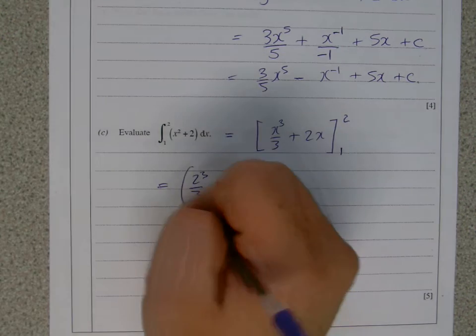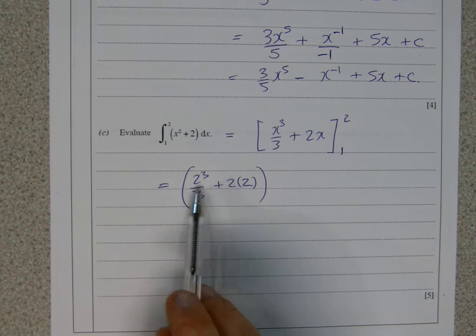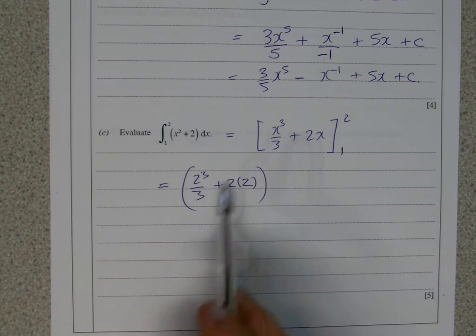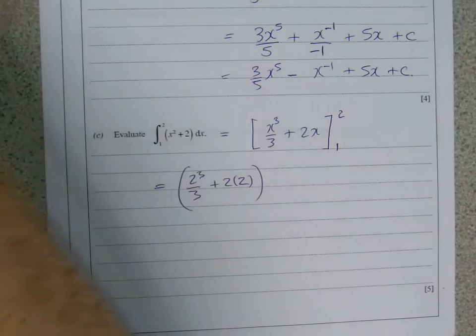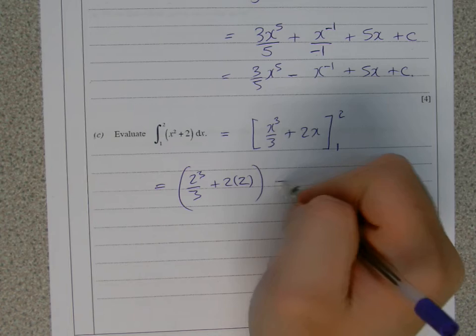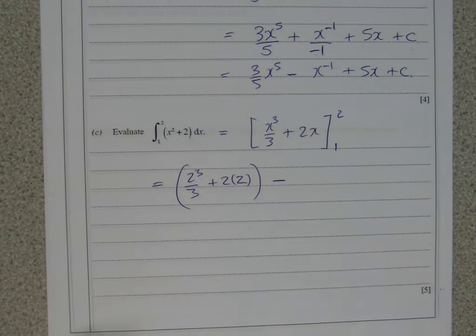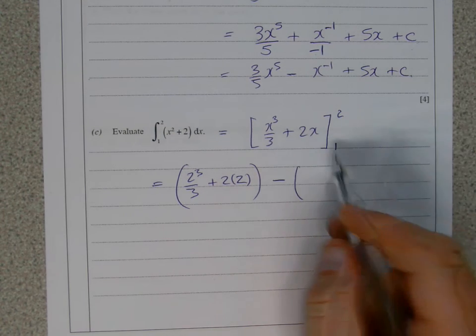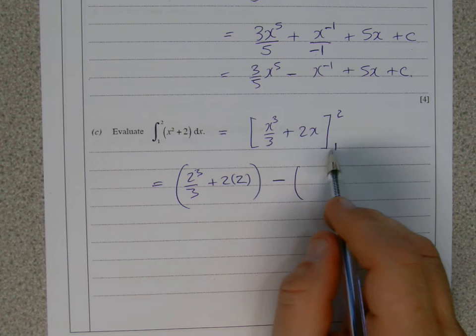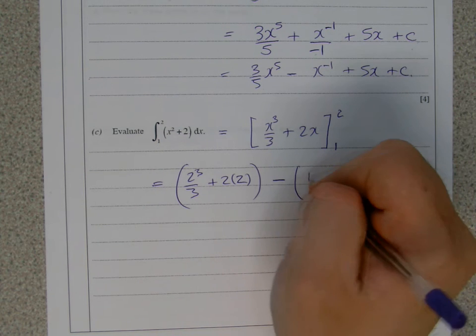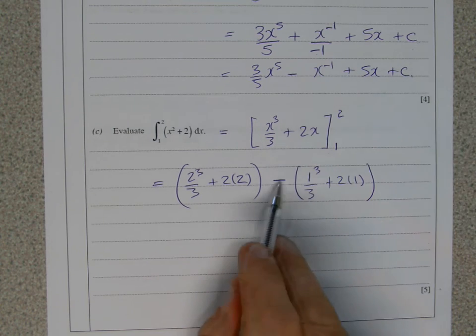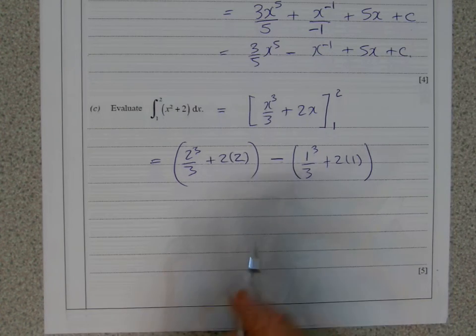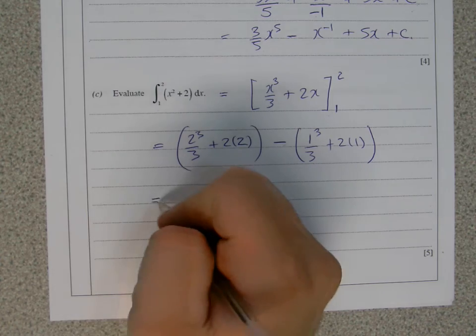What I like to do is put a big bracket around that, just to package it up, to show I put 2 in and I've got this. But then we've got to put 1 in. And it's important that you take away the 2 calculations. So when we put 1 in, the lower limit, we get 1 cubed over 3 plus 2 times 1. It's important then you take them away. So we get our answer.